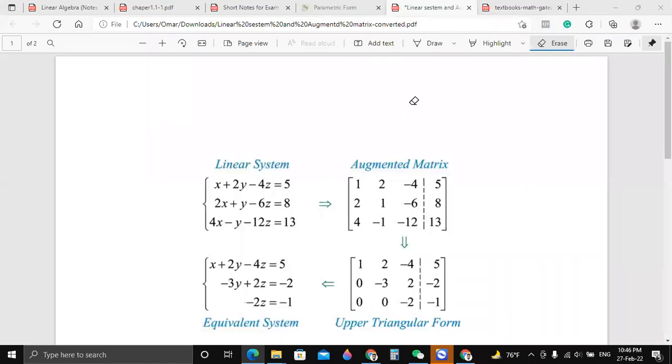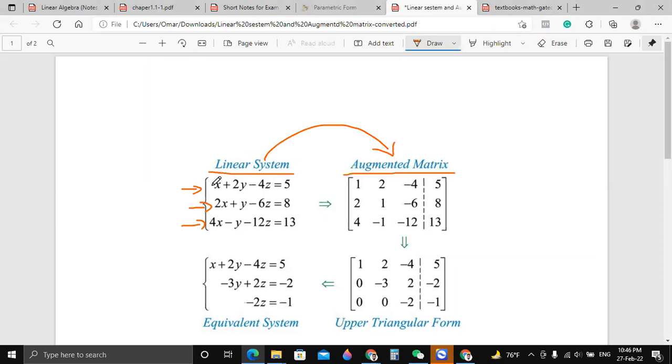Today we are going to talk about lecture 1 and 2 of linear algebra. So here is some linear system. We have three equations here: x plus 2y minus 4z equal 5, then 2x plus y minus 6z equal 8, and the third equation. So we need to convert this equation to something like an augmented matrix.